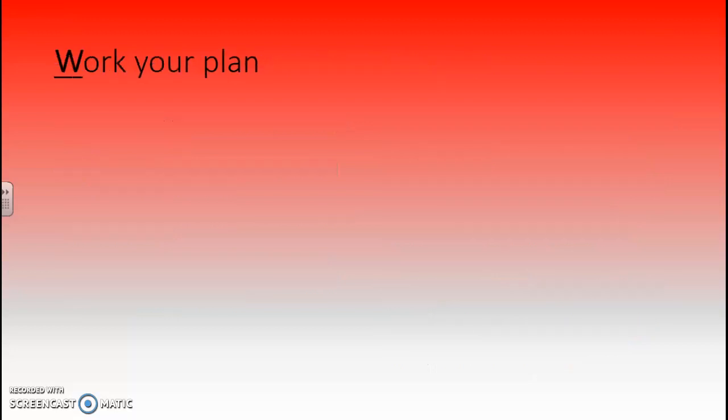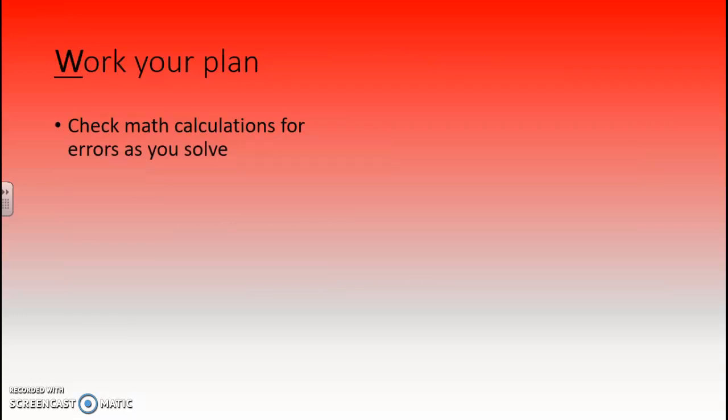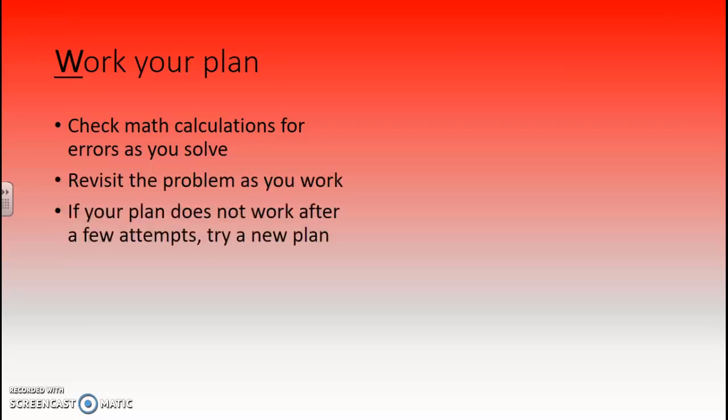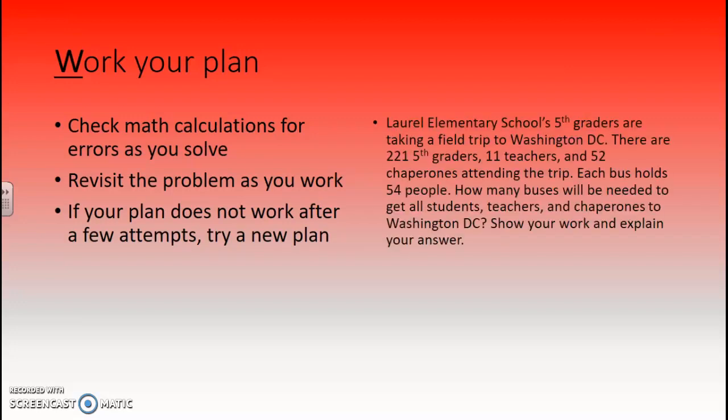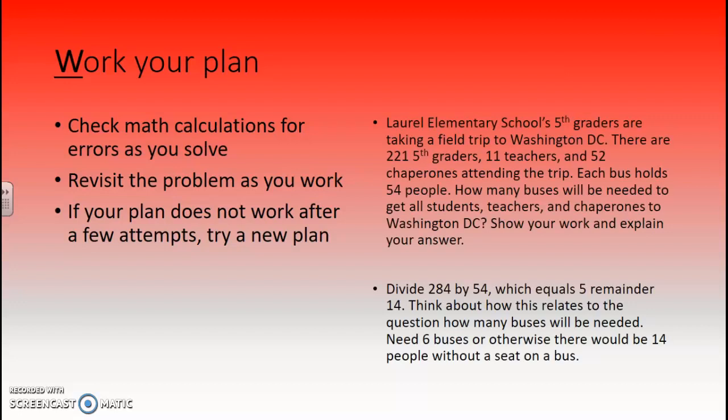So next we're going to work our plan. Make sure that as you're working your plan, you're checking for math calculations and errors as you solve. You're revisiting the problem as you work. And if your plan does not work after a few attempts, try a new plan. So again, to solve this problem, we're going to divide 284 by 54, which equals 5, remainder 14.